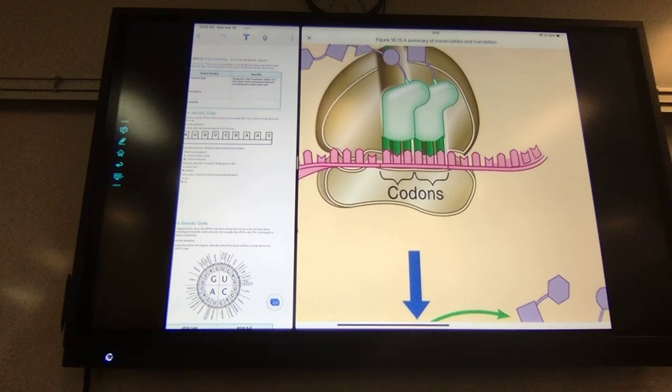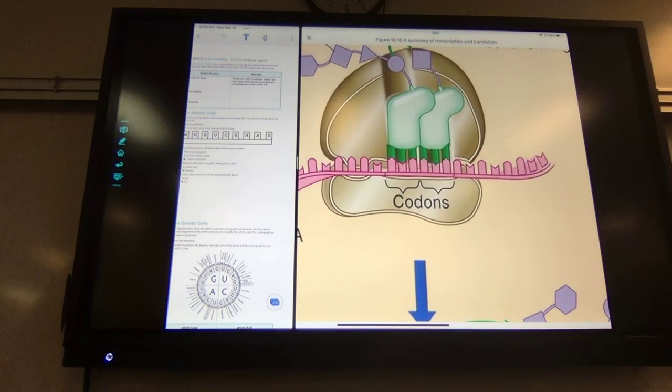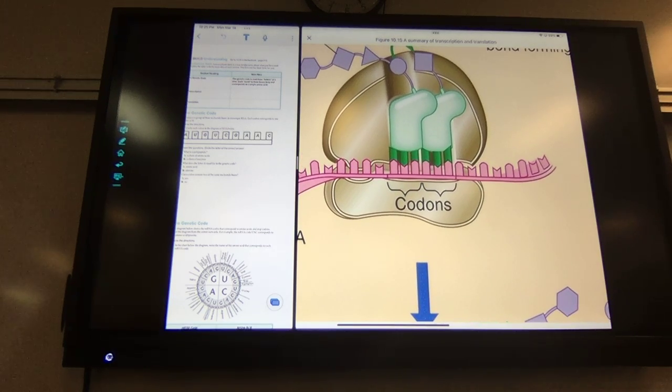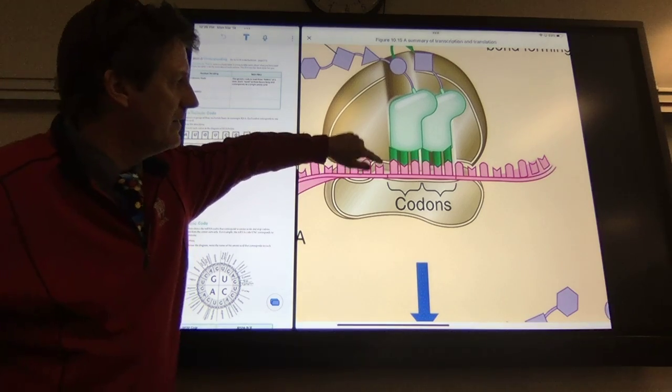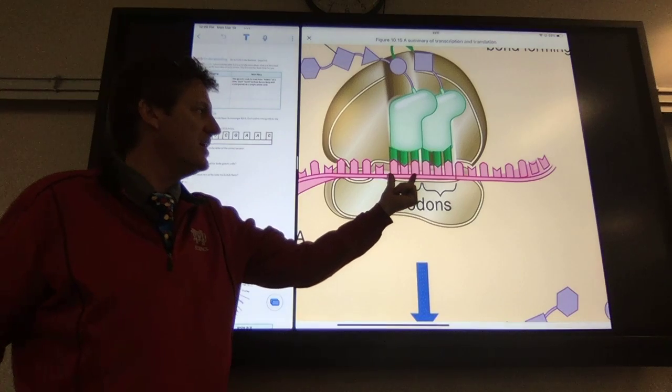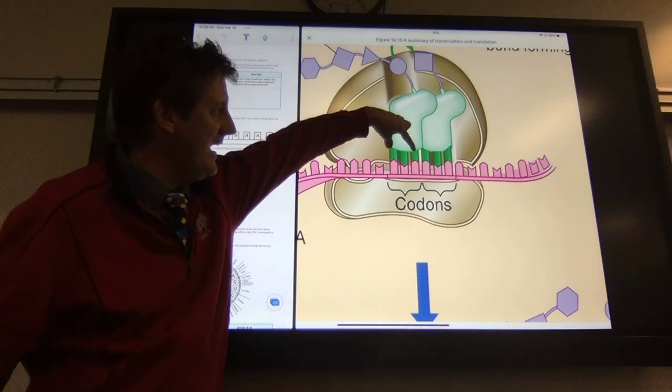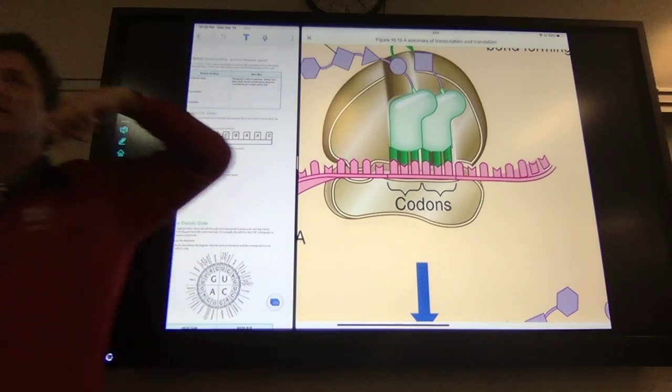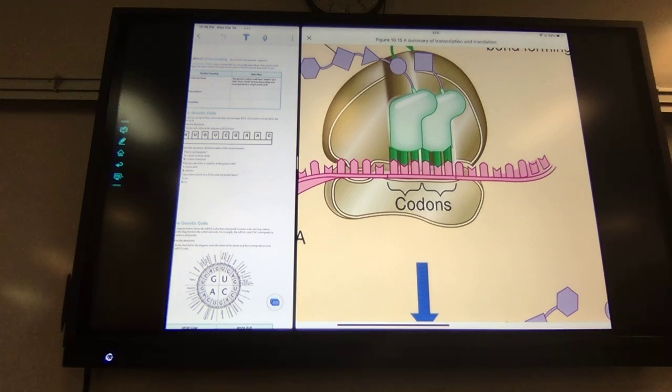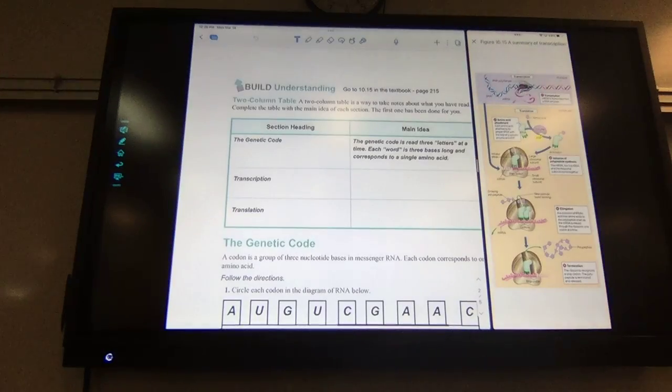So, how does the transfer RNA know how to come in? Right? They're base paired. The codon on the messenger RNA matches up with the anticodon on the transfer RNA. They complementary base pair. C goes with G and A goes with U. Remember that exception? There is no letter T in RNA. It's replaced by a U.